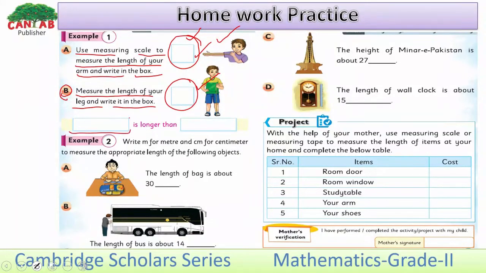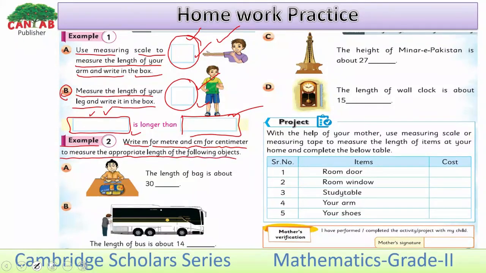And then conclude. What is the conclusion? Write conclusion. Is your arm greater than your leg, or is your leg greater than your arm? Write here which one is greater. So in example 2, what you have to do? Write meter for meter and centimeter for centimeter to measure the appropriate length of the following objects.